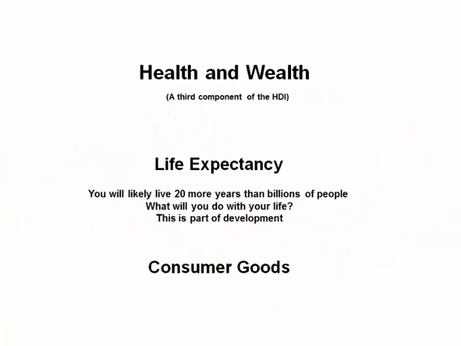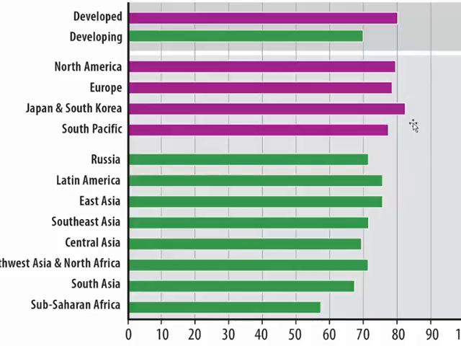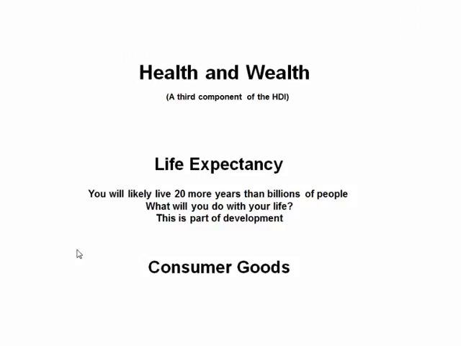A third component of this HDI deals with health and wealth. And when we're thinking about life expectancy, you see that you're going to live to be 20 years more. Let's look. You're going to live to be 20 years more right here, developing country, and here you are as North America, somewhere a little bit around 79, compared to the sub-Sahara Africa guy somewhere around 56 or 57. So you're going to live 20 years longer than that person, and you want to ask yourself, what are you going to do with that life? That's part of, when we're talking about development, that's what we're talking about.